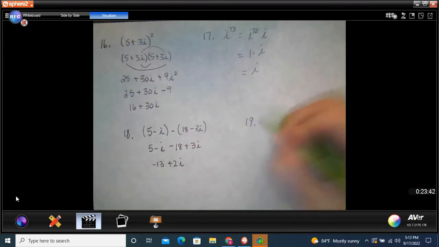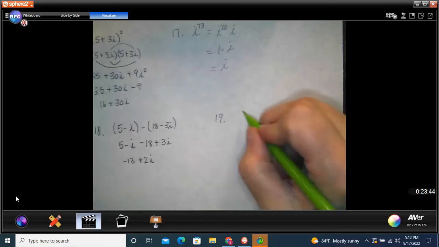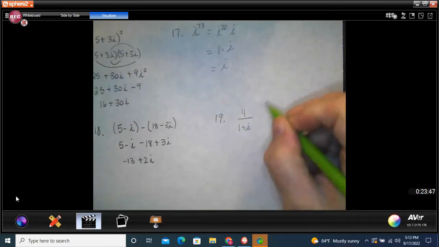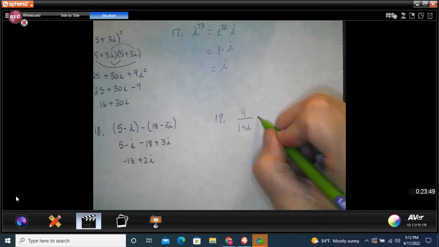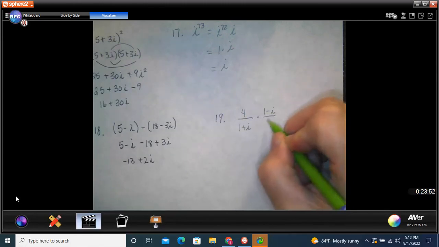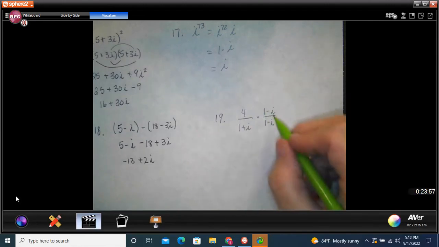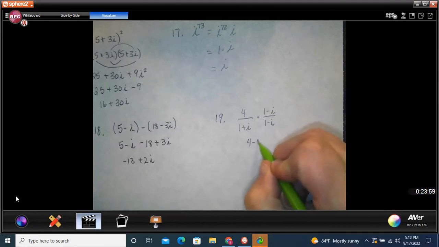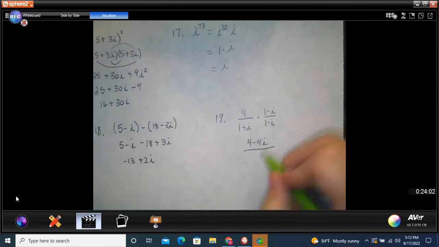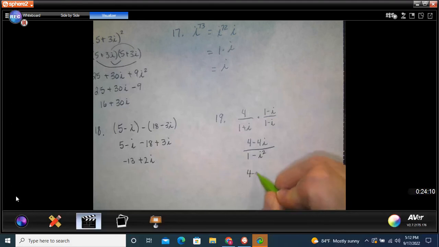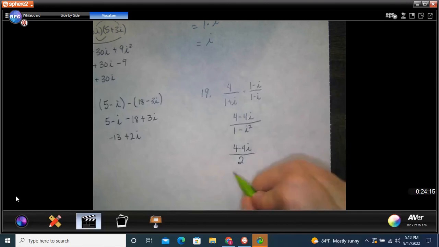And then the last problem, we have 4 over 1 plus i. Multiply top and bottom by the conjugate, which is 1 minus i over 1 minus i. Then we do that multiplication. At the top, we're going to have 4 minus 4i. At the bottom, we're going to have 1 minus i squared, which is 2. So 4 minus 4i over 2 is 2 minus 2i.